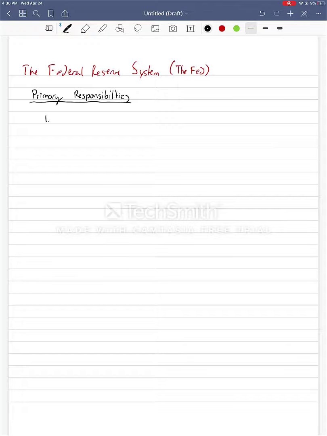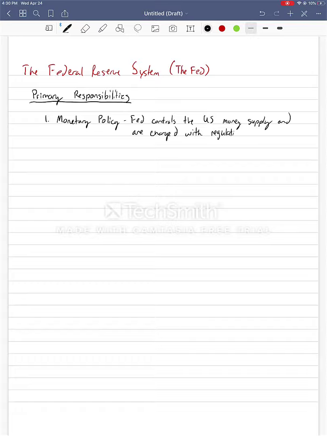So the first one is monetary policy. We know that the Fed controls the U.S. money supply, and they're charged with regulating it to try to offset any macroeconomic fluctuations.